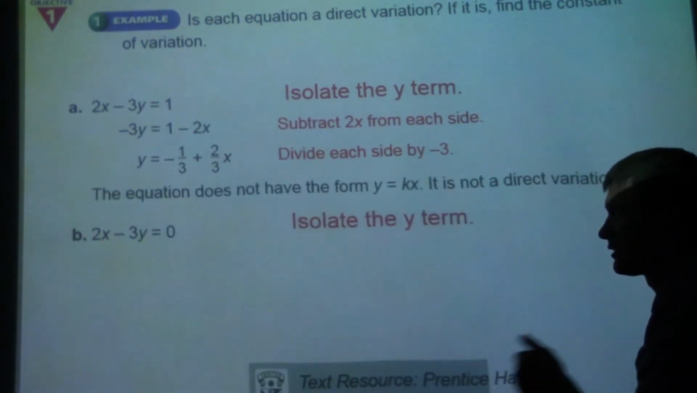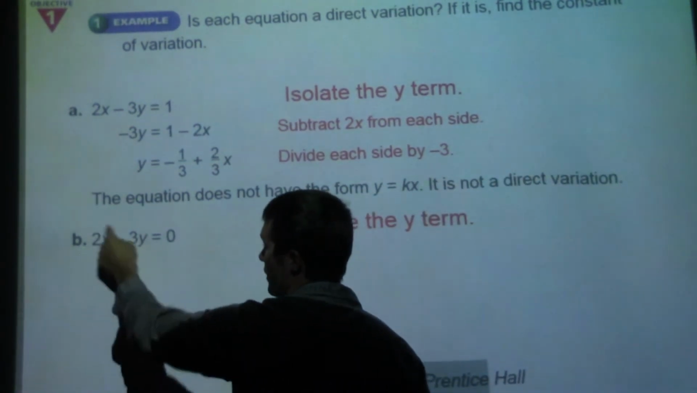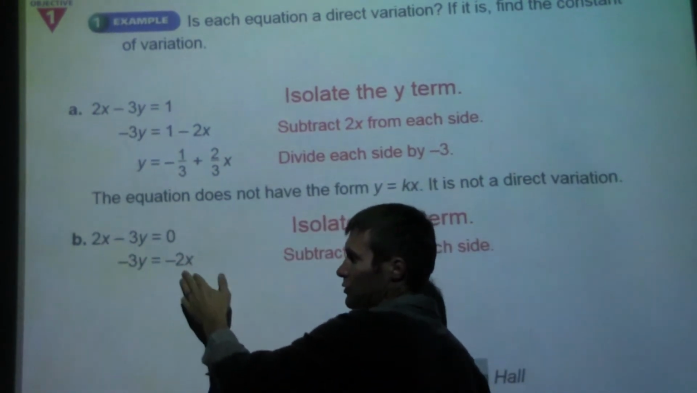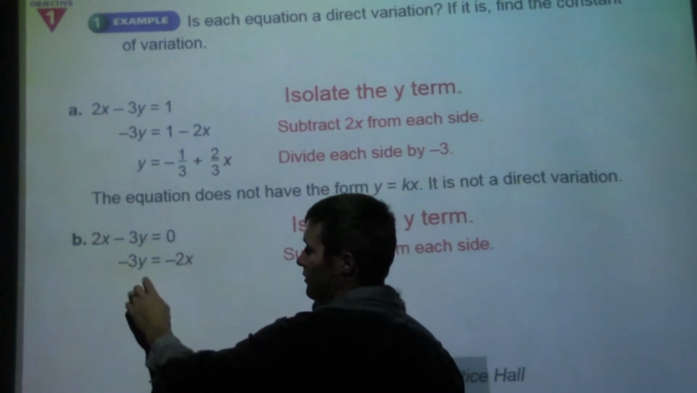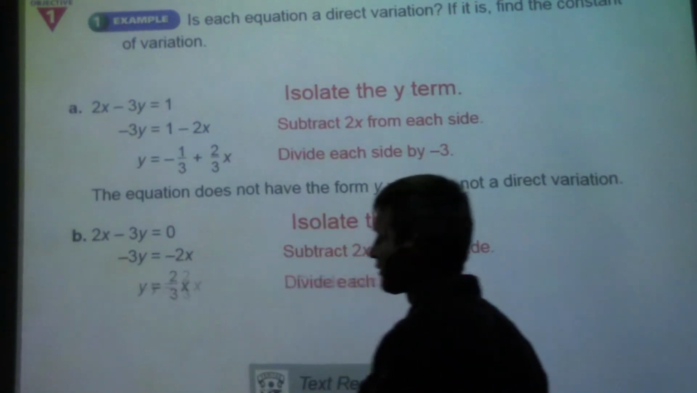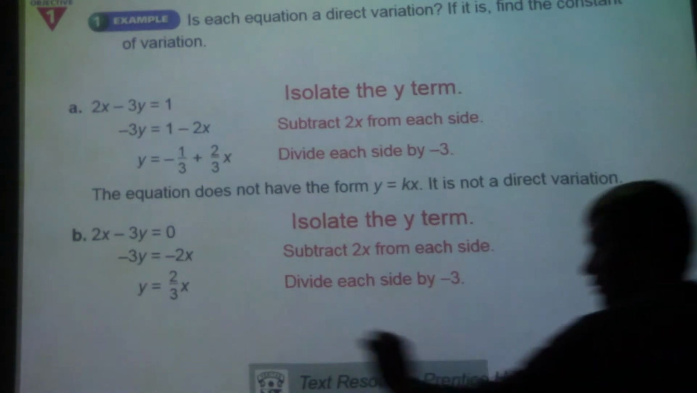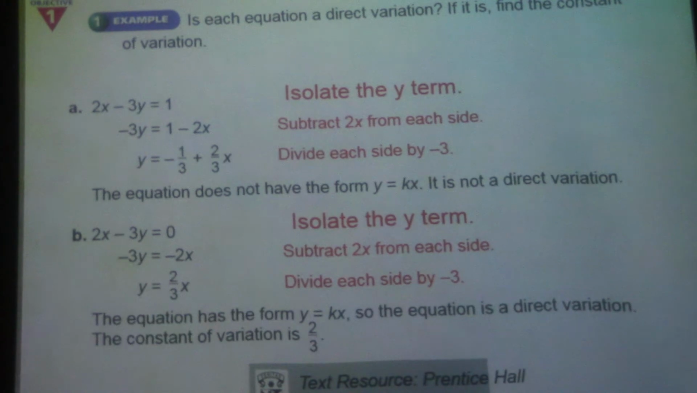We come here, same thing down here. We want to isolate y. So again, to get rid of 2x, we subtract it. When we subtract, 0 minus 2x is negative 2x. Then we need to get rid of the negative 3, so we divide by negative 3, and we get y is equal to 2/3 x. So, is that a number times x? Yes. So that's an example of a direct variation.